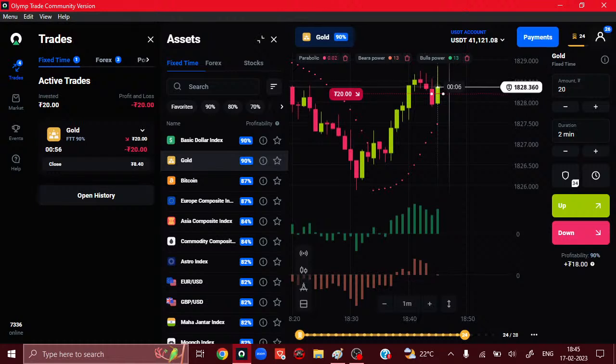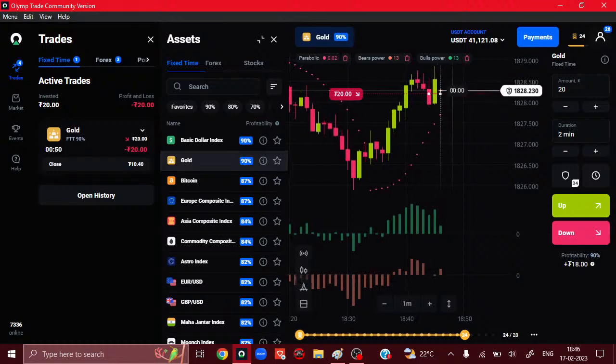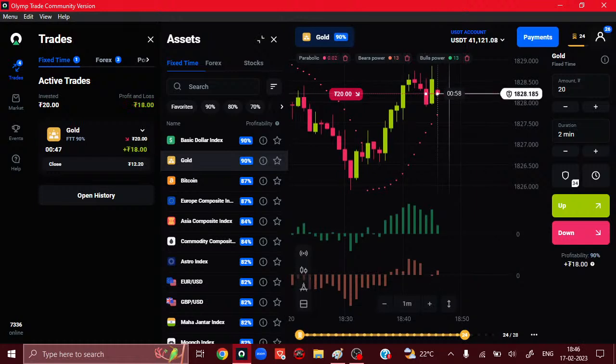So we have this entry which is going live now. Gold, still 1 minute is left. Let us see what the result is. Based upon the result of this trade, we will make the next trade. If we win this trade, we will continue with the same amount. If we lose this trade, then we will increase the amount, use the martingale process.